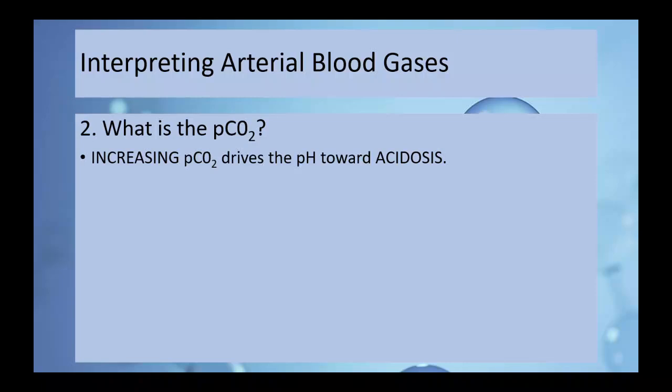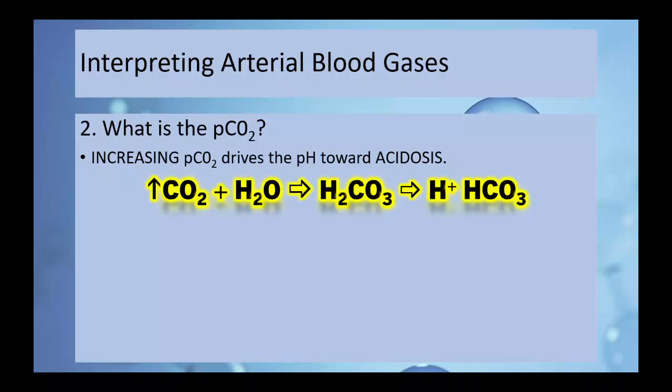As PCO2 increases, that drives the pH down toward acidosis. Increased PCO2 causes acidosis. In this case, like the slide here illustrates, notice the increased arrow by the CO2 and the arrows between the water and carbonic acid, and then between carbonic acid and hydrogen, those arrows are pointing to the right. Because of that increase in CO2, the equation is going to shift that direction.